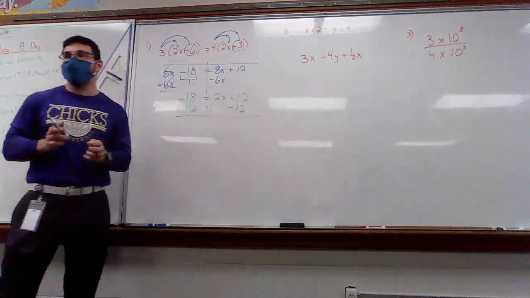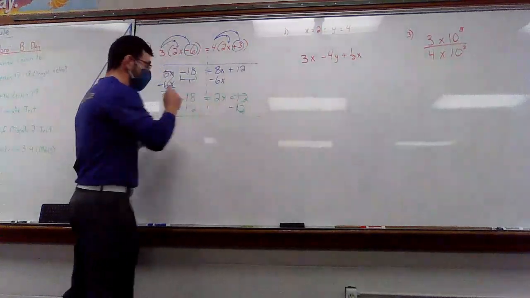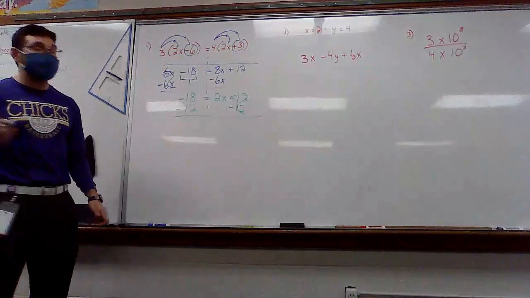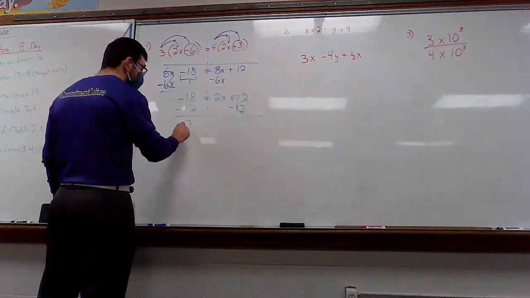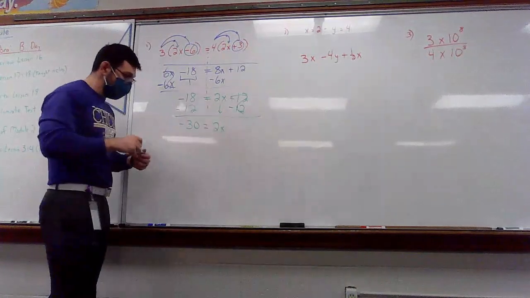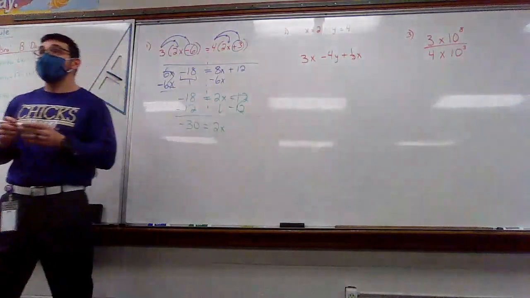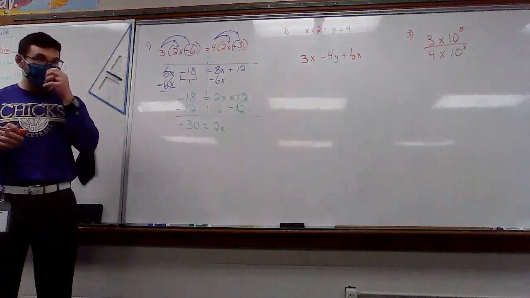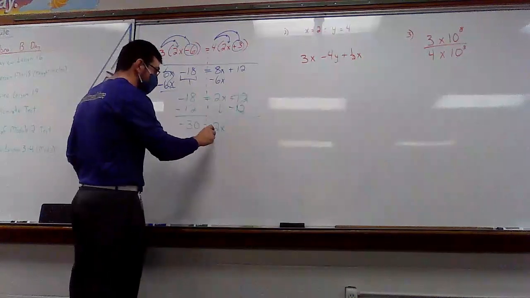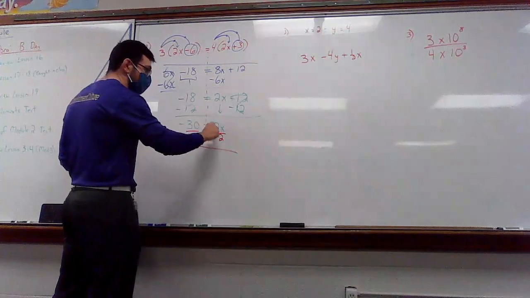And this is where I saw the biggest mistake. I saw some of you subtracting and then putting positive 6. Use your calculators. Negative 18 minus 12 more is negative 30. That leaves me negative 30 equals 2x. The last step is isolate the variable using inverse operations of multiplication and division. Isolating the variable. So I'm going to divide by 2 on both sides. 2 divided by 2 is 1.